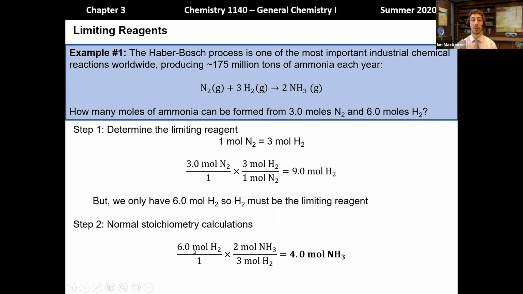I take my 6 moles of hydrogen gas, I put my conversion factor with the moles of hydrogen on the bottom so that it cancels and leaves me with moles of ammonia on top. I simply multiply through and divide, and I come out with 4.0 moles of ammonia.